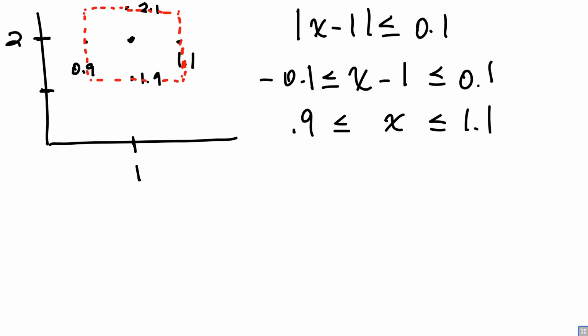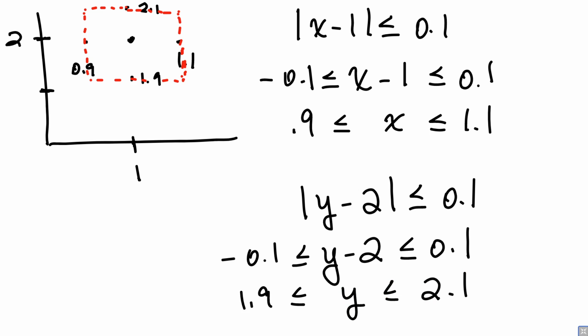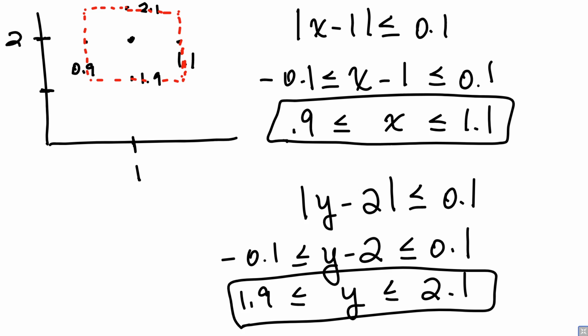And we can do the same thing with y. So we have that y minus 2 is bounded between negative 0.1 and 0.1. Add 2. So we get 1.9 is less than or equal to y is less than or equal to 2.1. So these are the boundaries for y, and here are our boundaries for x, based on the information that we're given. Any questions?